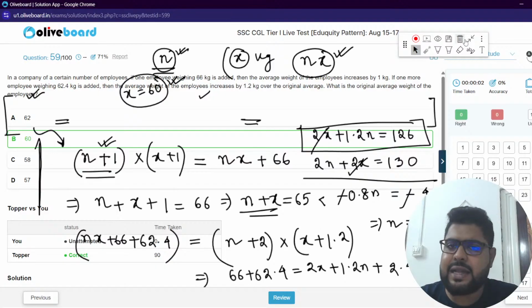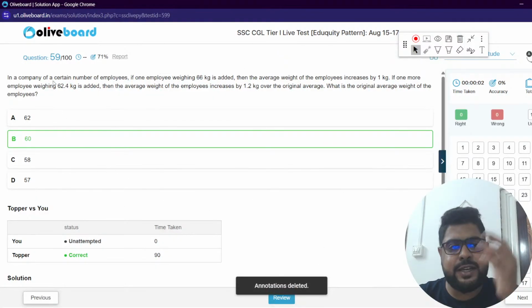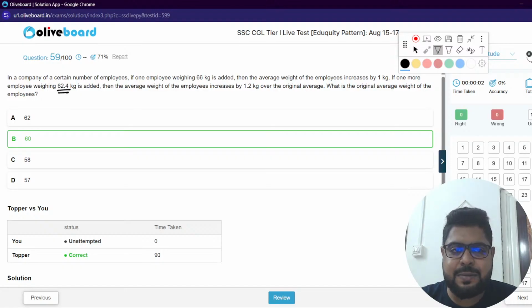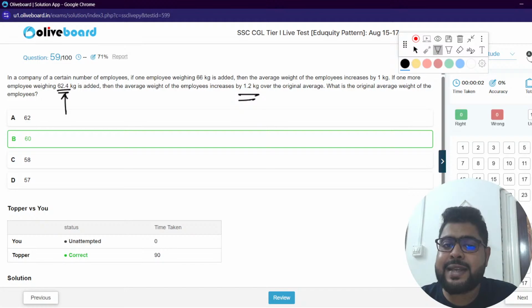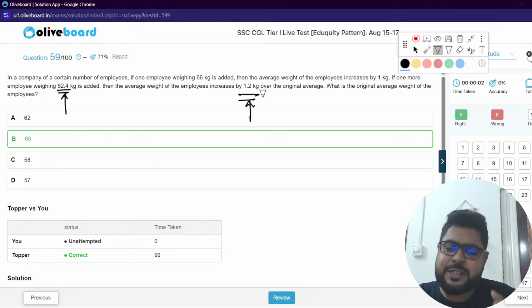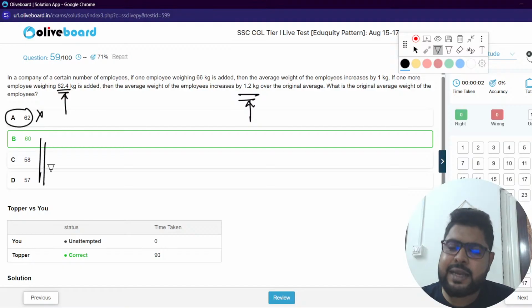Now another way was to go by the options. 62 you can check, then again you can check with 60. Again, sir, 62 will not be an answer. Why? Please understand. Because when we are adding an employee with 62.4, the average weight is still increasing. That means the weight of that employee, or the average weight, must be significantly less than 60. 62.4. So 62 is too close, it cannot be the answer. So all the other three can be the answer.